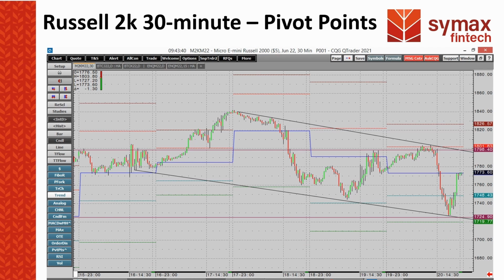Here's the Russell with pivot points. Exactly the same. It didn't quite get down to S2, the Russell, but it did finish on the pivots again.